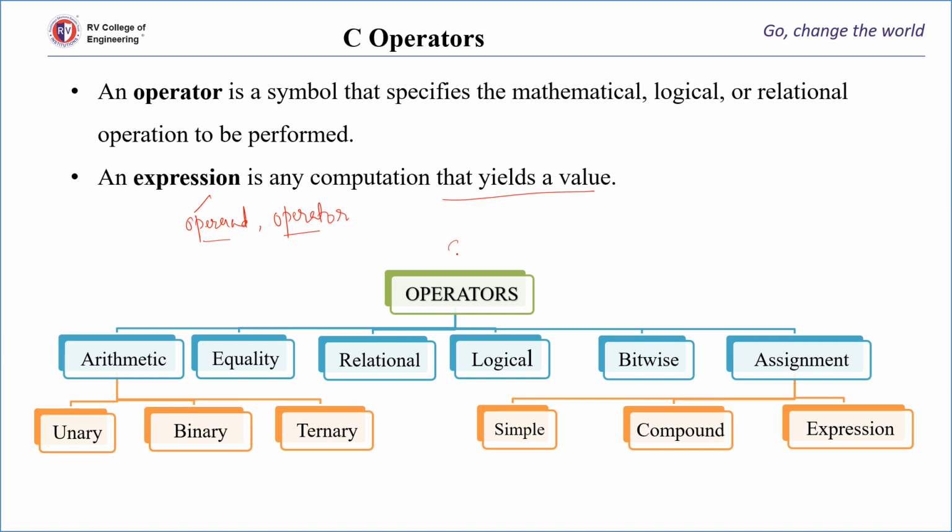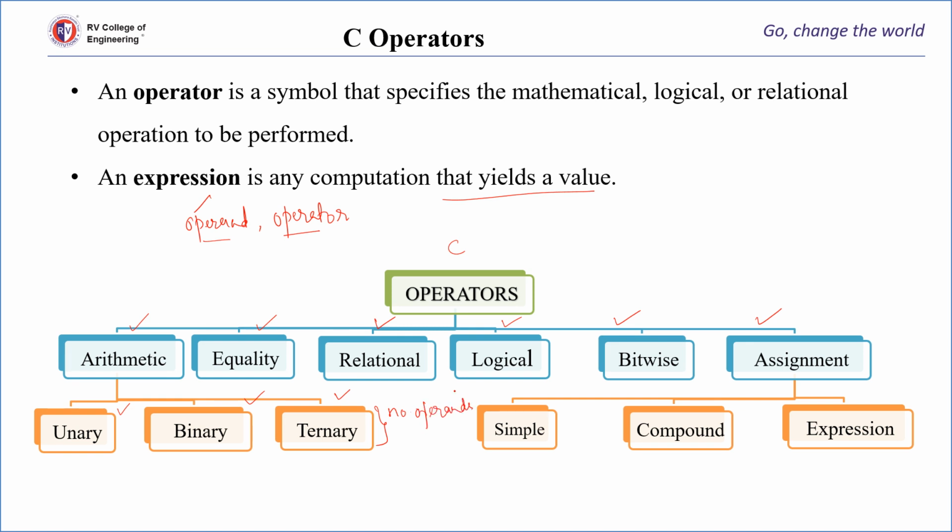C provides us with various types of operators which can be classified into arithmetic operator, equality operator, relational operator, logical, bitwise, and assignment. The arithmetic operators can further be classified into unary, binary, and ternary based upon the number of operands.